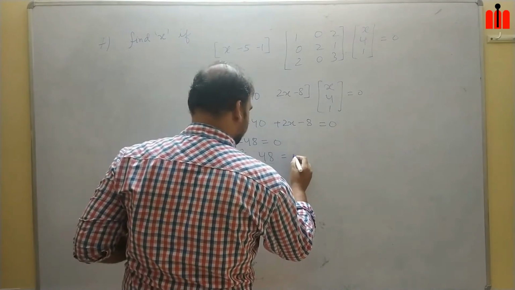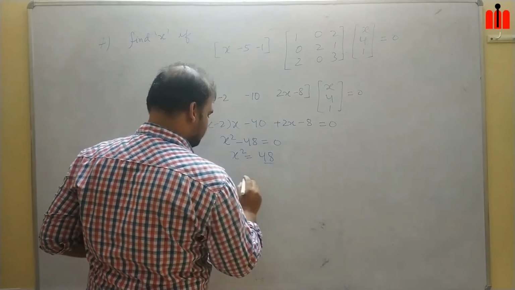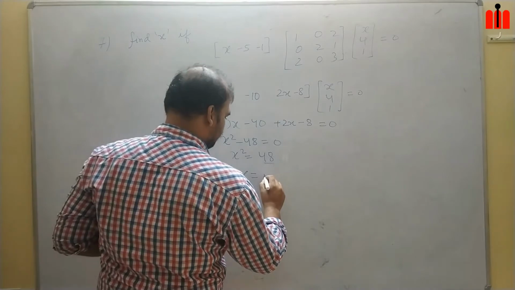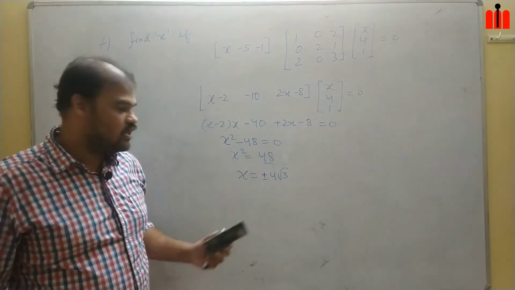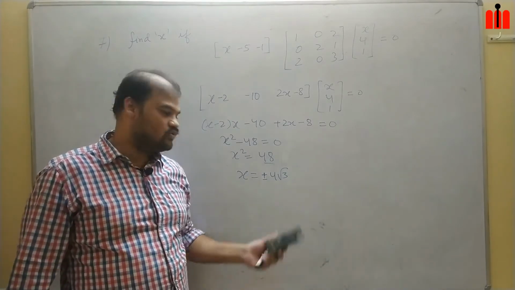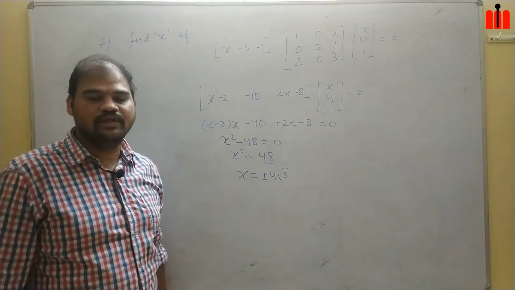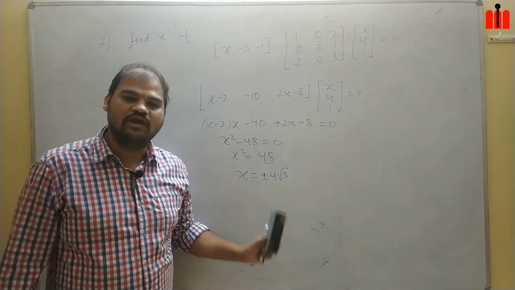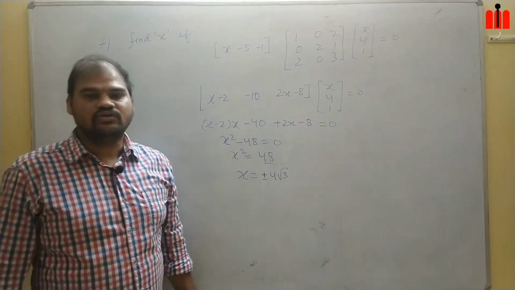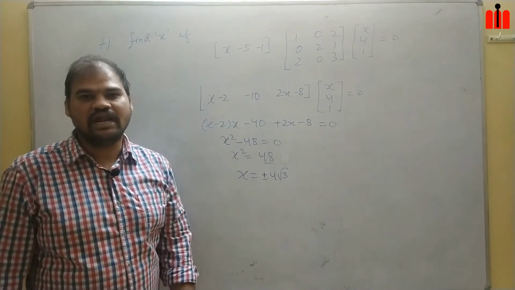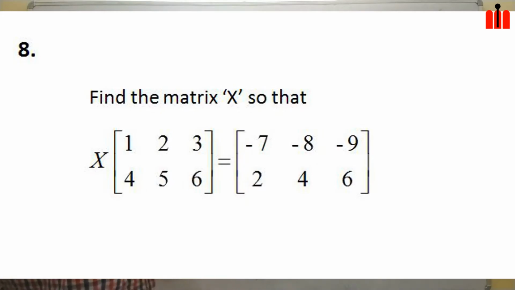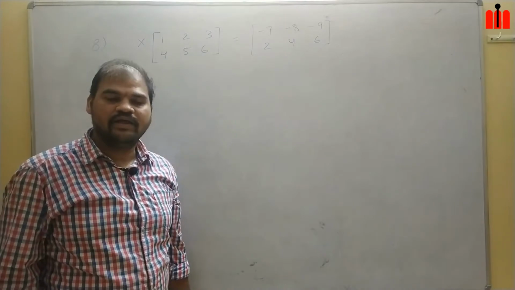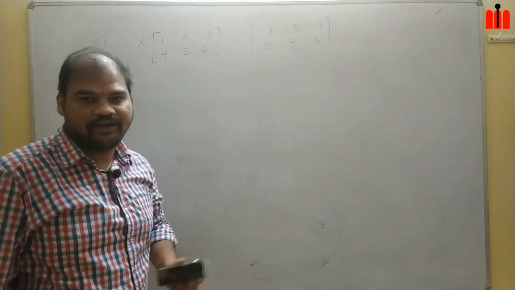16 3s are 48. So my x will be plus or minus 4 root 3. Okay, plus or minus 4 root 3. 16 3s are 48, so the square root of 16 is 4 and the 3 will be there. So plus or minus 4 root 3 is the value of x. So this completes the 7th problem. Let's move on to problem number 8.